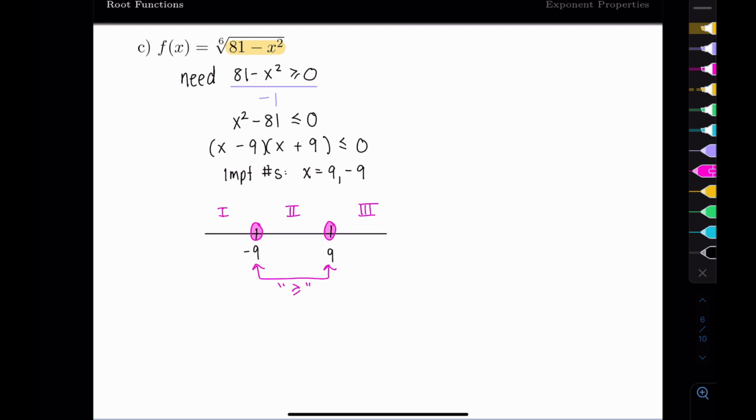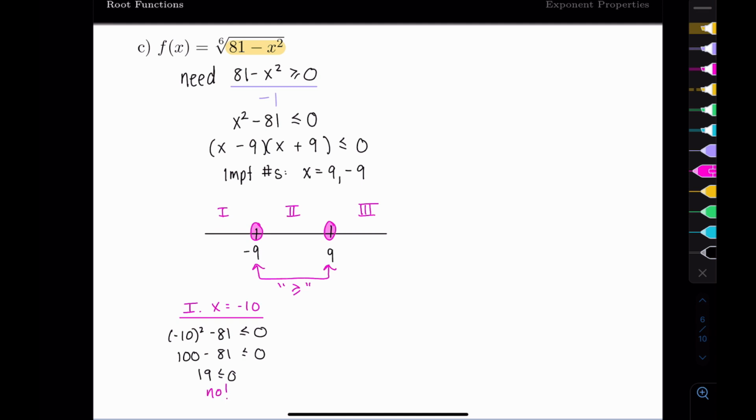Okay. So moving on to our first interval, we can plug in -10 because that's a nice number. This will give us -10 squared minus 81 needs to be less than or equal to 0. This is 100 minus 81 is less than or equal to 0. And unfortunately, this gives us 19 is less than or equal to 0. So this interval is no good.